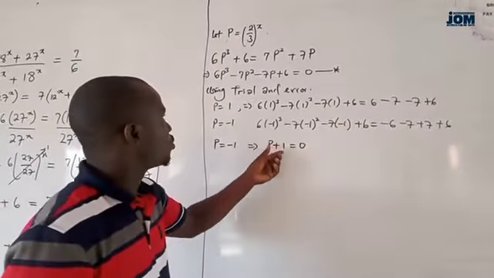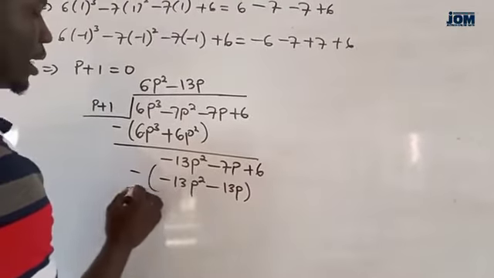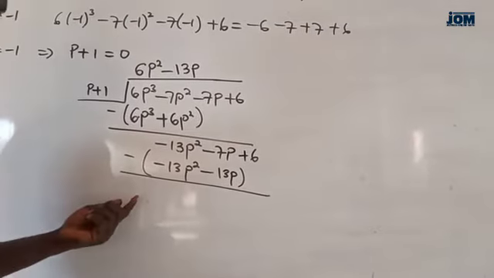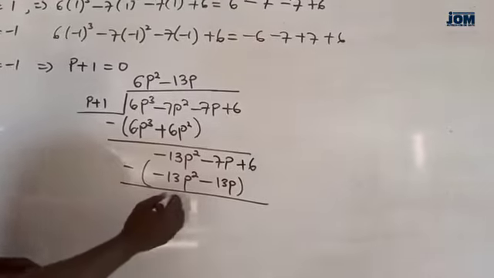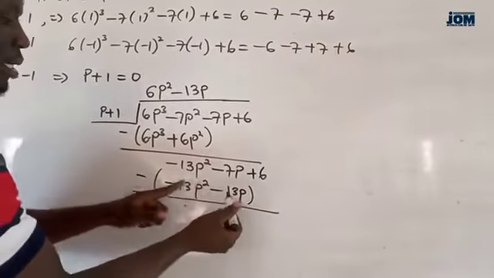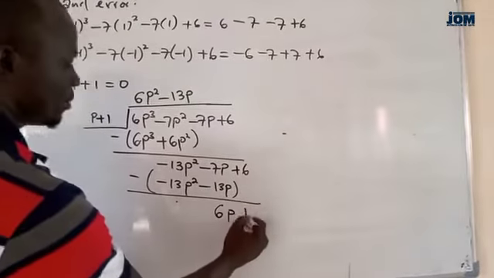Minus 7p plus 6. Again, p into minus 13p^2 is the same thing as minus 13p. So minus 13p multiplied by p, we have minus 13p^2. Then minus 13p multiplied by 1, we have minus 13p. The next thing we subtract again. Minus 13p^2 minus, minus and minus becomes plus. So minus 13p^2 plus 13p^2 here is 0. Now, what about this? Minus 7p plus 13p is 6p. And this is the same thing as plus 6.